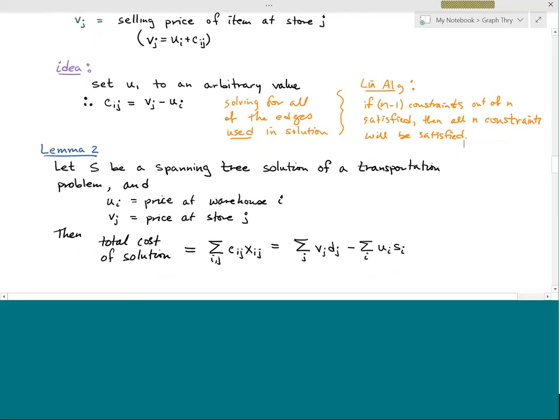I'm not going to lie, it's a nice way of breaking down the total cost of your solution. It says, hey, the total cost of any solution is the cost times the amount of goods you ship along the associated edge, and add them all up. You can also look at it across your stores or across your warehouses, where you can pull out these selling prices and the U here, which was the price of the item at the warehouse, and you can break it up that way.